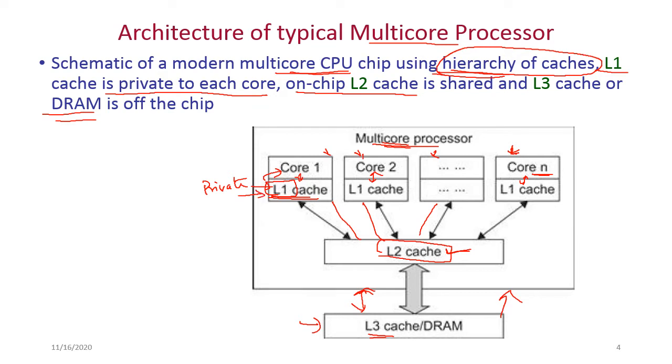First is the level 1 cache, then the level 2 cache and the level 3 cache. The level 1 cache is private to each core. We have n cores, so n different caches will be there, and one common L2 cache, called the on chip cache, is common for all the cores. The external cache is also there, that is the level 3 cache, placed outside the multi-core processor and common for the processor.